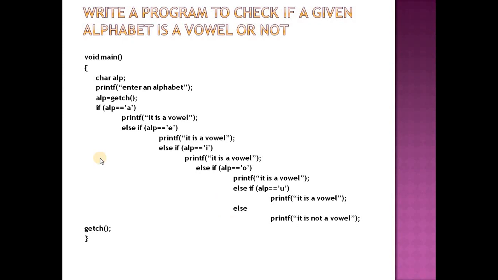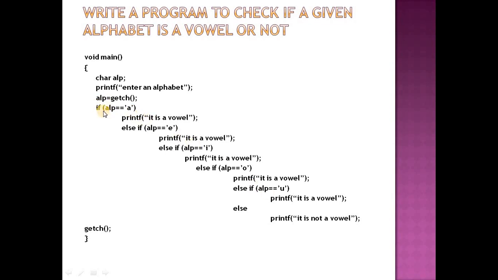So here is a C program. Void main will take one variable ALP, which will store the alphabet. Therefore its data type will be char. So char ALP, printf, enter an alphabet. Enter an alphabet will be printed on the screen. With the help of the getch function, we will input the value in the variable ALP and then we will check.